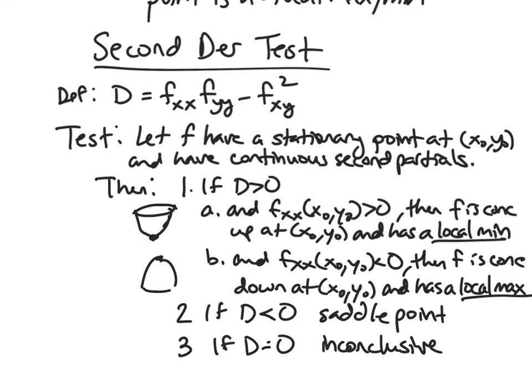Here, if D is greater than 0 but fxx is less than 0, it's concave down, so you would have a local max. If D is less than 0, this basically means that you don't have the same concavity everywhere. Somewhere it's concave up, and somewhere else it's concave down. This is what I mean by a saddle point. Like a saddle, you sit in the saddle, it goes up that way, but toward the side it's concave down. This is why it's called a saddle point, so it is neither a max nor a min. And if D equals 0, just like in the second derivative test for single variable, we just don't know. We would have to do more work.